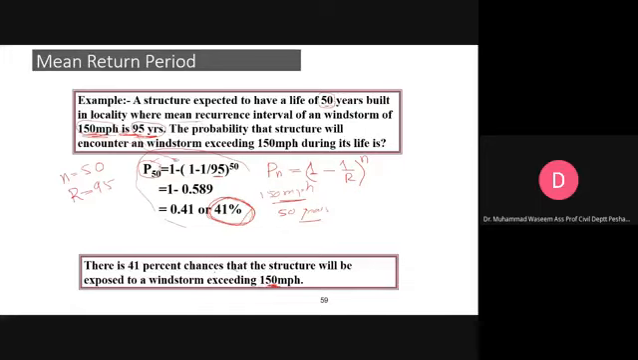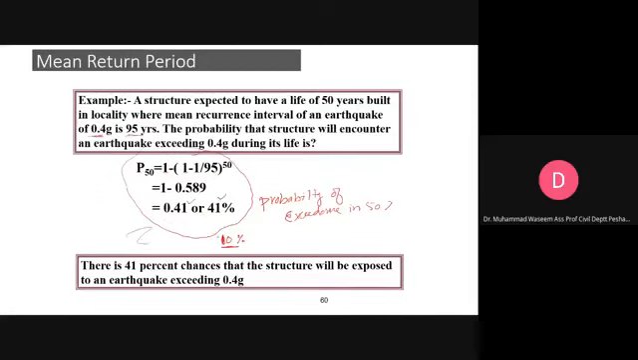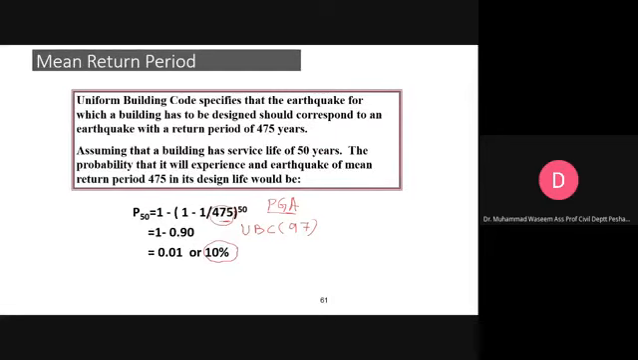So there is a 41% chance that the structure will be exposed to a windstorm exceeding a wind velocity of 150 miles per hour. The same formulation you can use for the earthquake, okay? Now there is a ground motion, and 95 years is the return period of a ground motion which has an intensity of 0.4 G. So you can convert from the return period to probability of accidents, okay? Similarly, we can convert from the return period to probability of accidents.